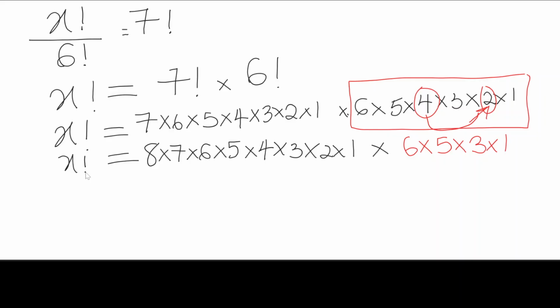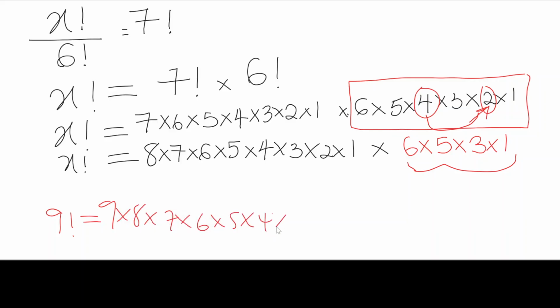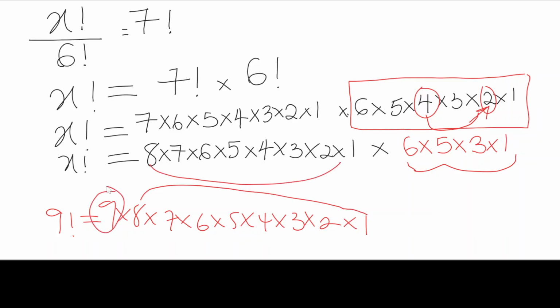Then again, I'm going to be looking at what I have here. How can I get 9, so that I'm going to be having 9 factorial, which is the same thing as 9 times 8 times 7 times 6 times 5 times 4 times 3 times 2 and times 1. Since I have from 8 to 1 already in this, all I need to do is have 9 to get 9 factorial. So let's quickly look at how we can get that.